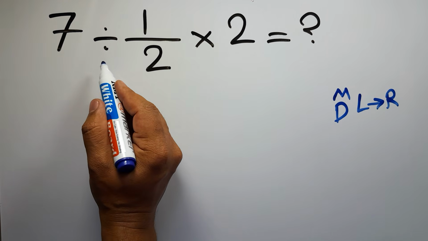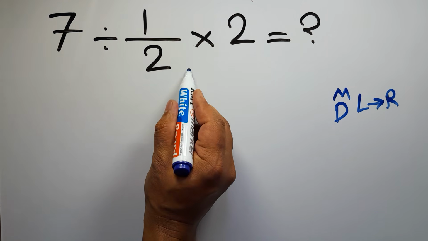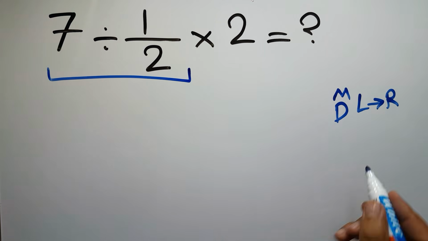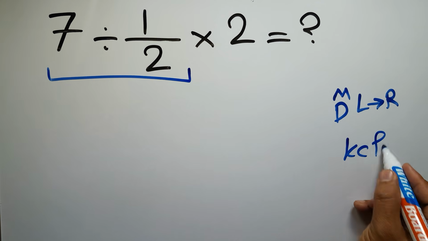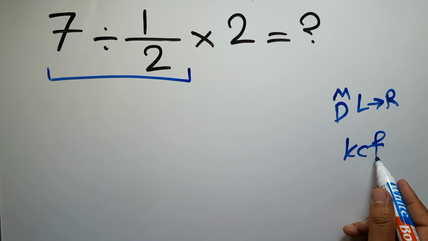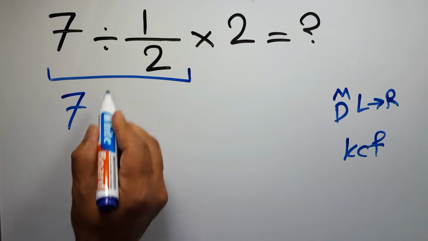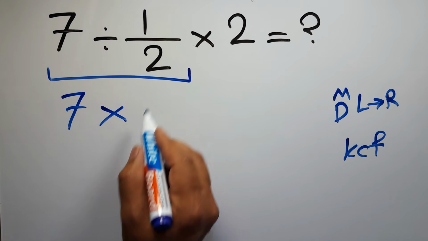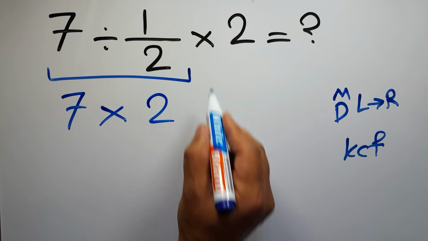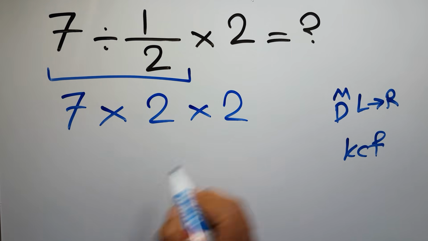So first we have to do this division, 7 divided by 1 over 2. According to the KCF rule, K stands for keep, C stands for change, and F stands for flip. We can write keep the first fraction, change division to multiplication, and flip the second fraction. And here we have times 2.